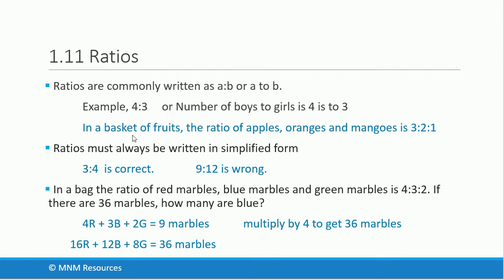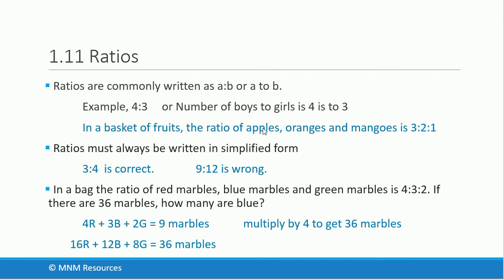For example, in a basket of fruits, the ratio of apples, oranges and mangoes is 3 is to 2 is to 1. What does this statement mean? As per this statement, in this basket, there are 3 apples, 2 oranges and 1 mango. The order of the fruits will match the order of the ratio. That's very important to remember.